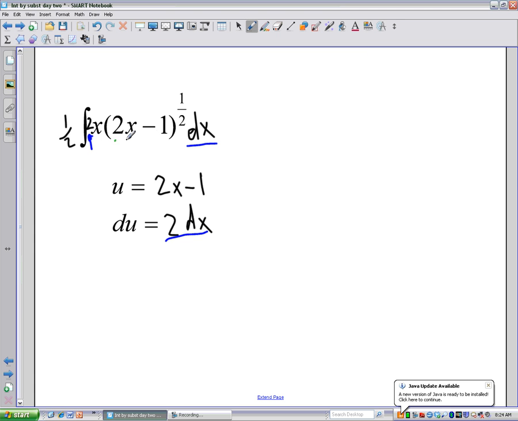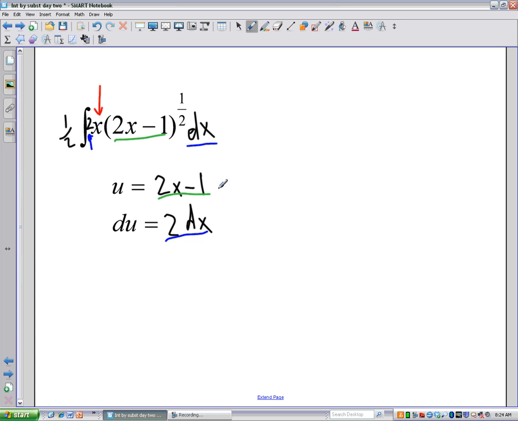Green. 2x minus 1. 2x minus 1. Taken care of. The only thing I don't have a cure for, I don't have a replacement for, I don't have something to substitute in for, is that x. I don't know what to do. I can replace 2 dx with the u. I can replace 2x minus 1 with u, but I've got to do something with this x.